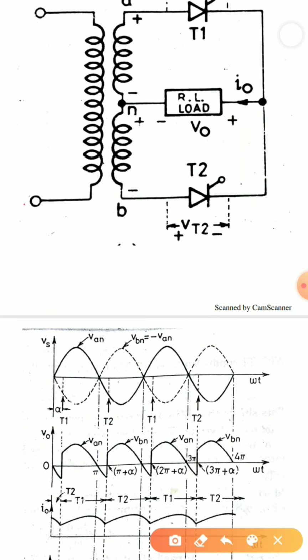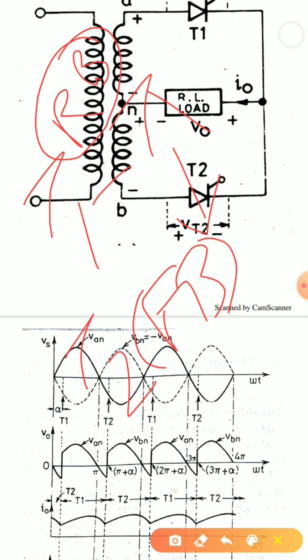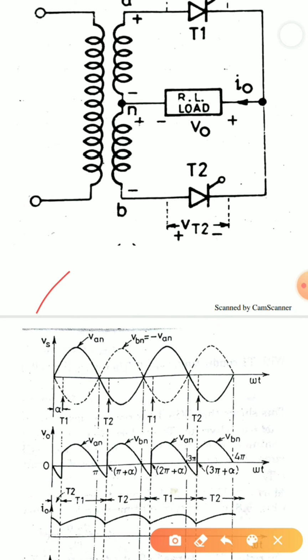Then I can see that at pi, my T1 was reverse biased. At the same duration, my thyristor T2 will become forward biased, but thyristor T2 is not conducting. Thyristor T2 will conduct at pi plus alpha. At pi plus alpha, when I give a firing pulse, my thyristor T2 will start conducting and it will conduct up to 2 pi.